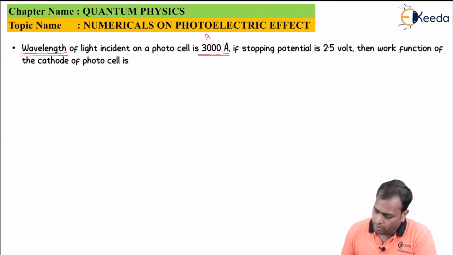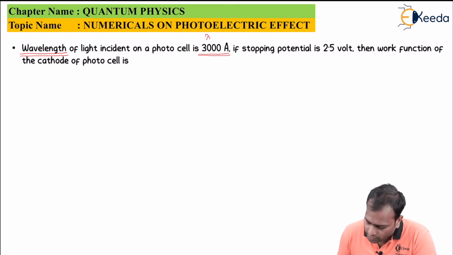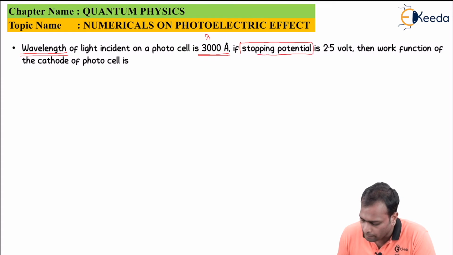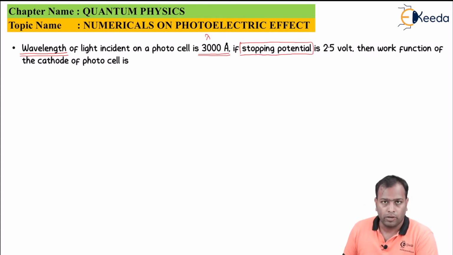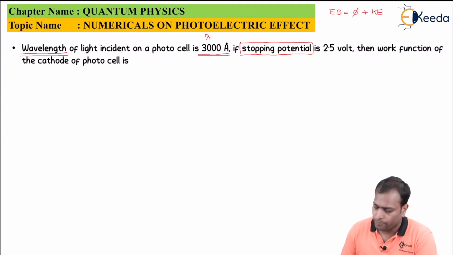Now, if stopping potential is 2.5 volt, here comes a new keyword for you that is of course important, that is stopping potential. Now, what is stopping potential? It's very important to understand the concept of stopping potential. As stated earlier, your energy supplied equals phi plus Ke.